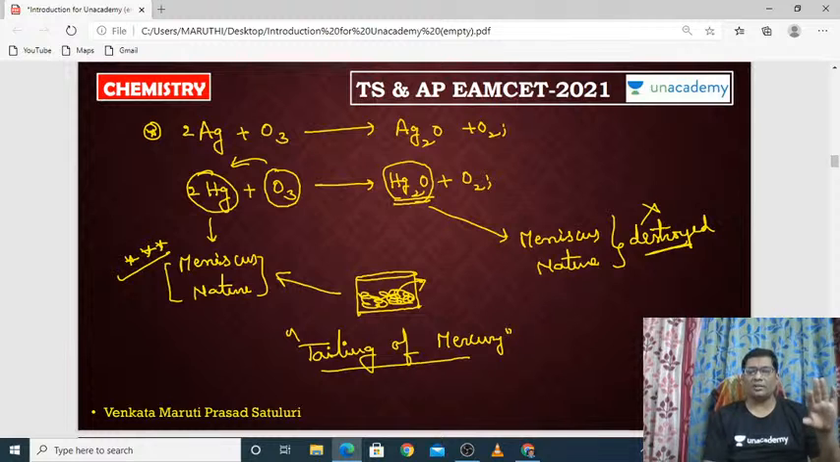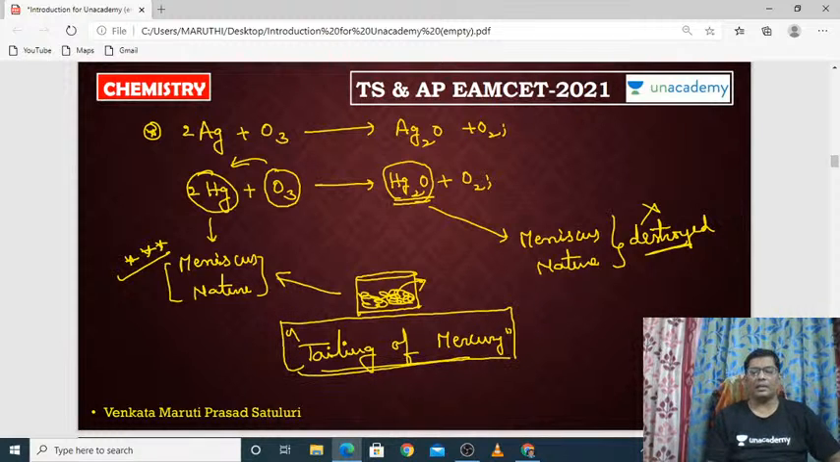Once the mercurous oxide is produced in the mercury, the entire meniscus nature is totally destroyed. Instead of not sticking, it will start to stick to the inner part of the walls. That phenomenon is called tailing of mercury. What do we call that phenomenon? Tailing of mercury.